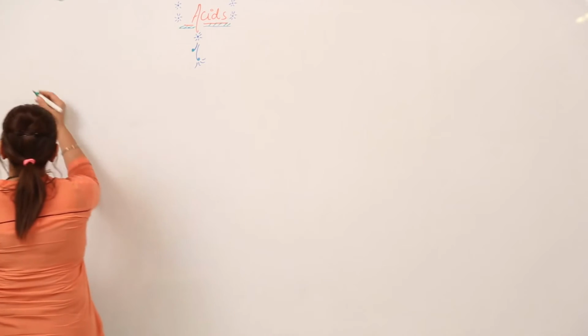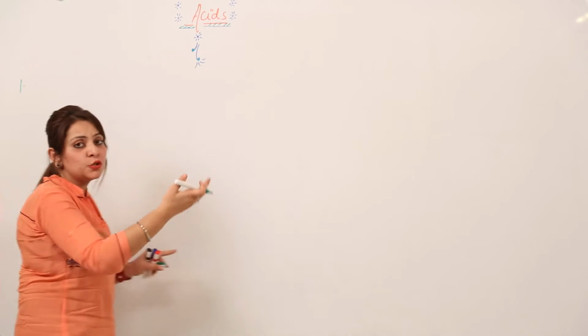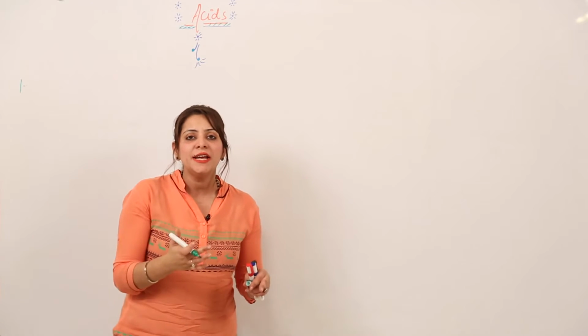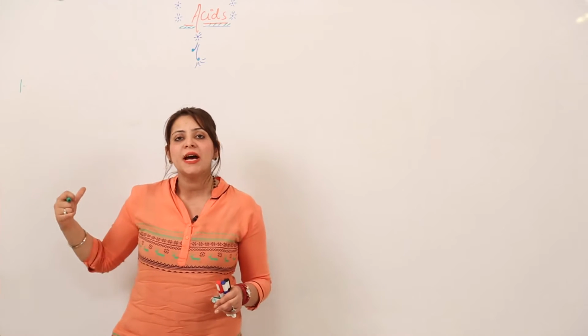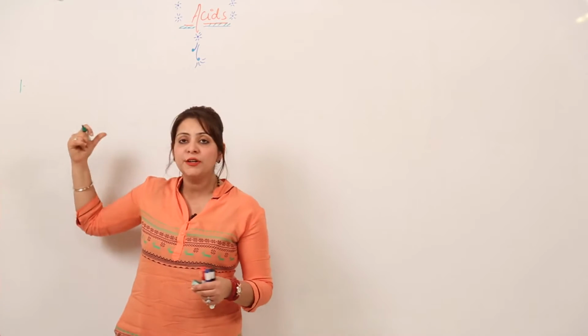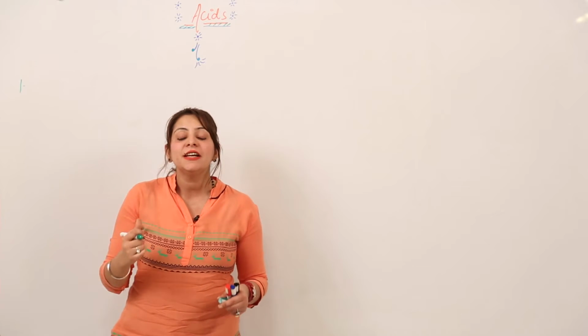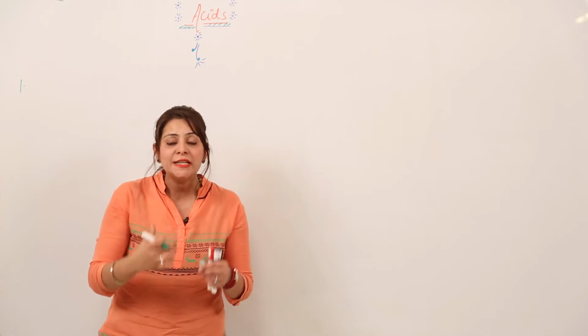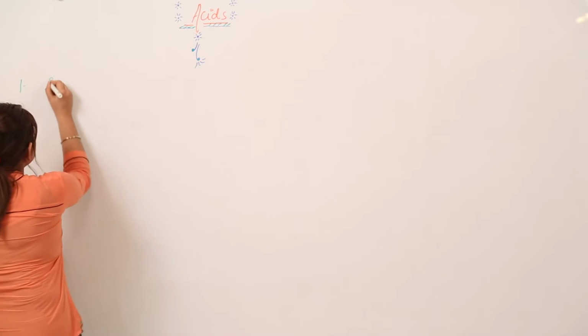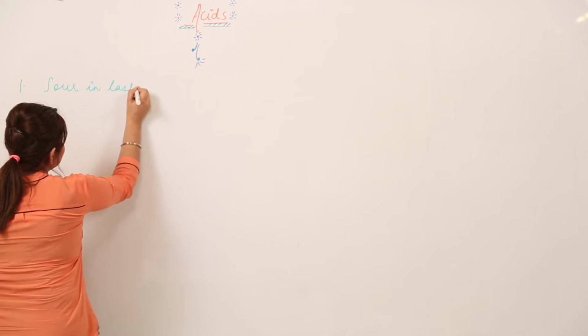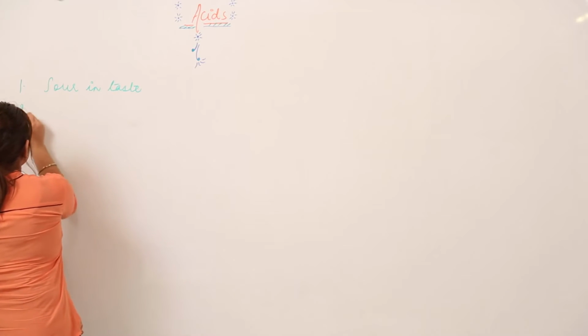So what do we mean by acids? Before that, I'm just talking about the early times. Nowadays we have different types of theories related to acids. These points which I'm going to sum up here indicate the classical theory, that means the points which were followed by the early chemists. They said any substance which is sour in taste indicates that it is an acid, right.